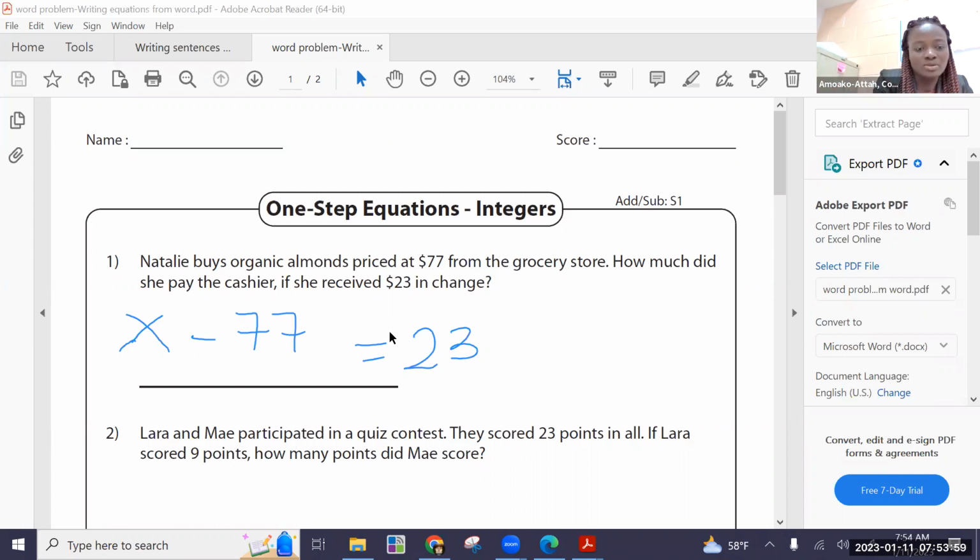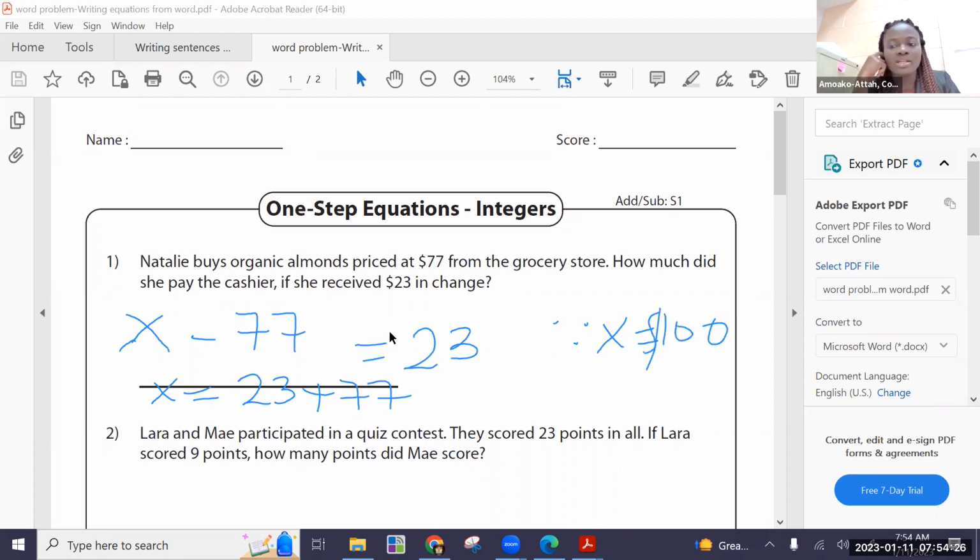Good job. So X equals your 23 plus 77. That is giving us 100. Good. So therefore, X equals 100. So it means he gave out $100. All right. Let's go to the second question.